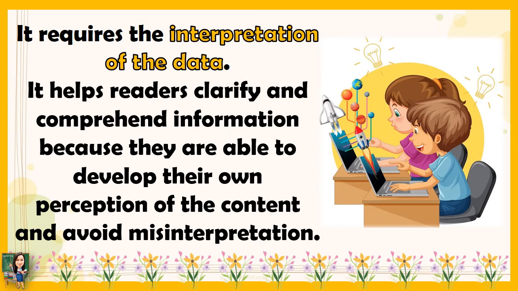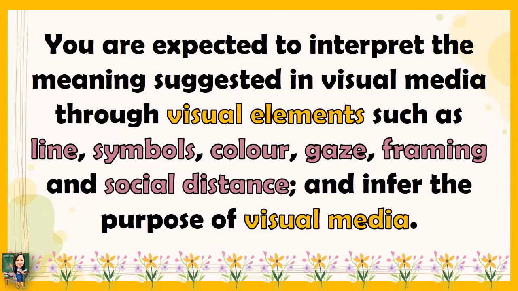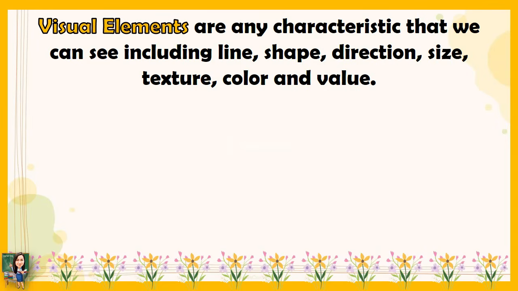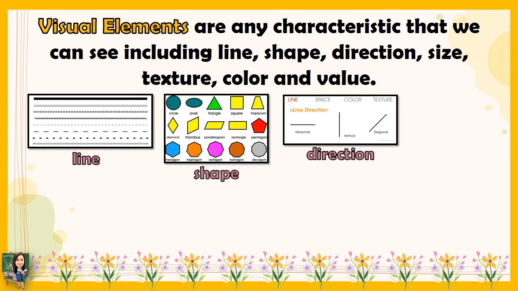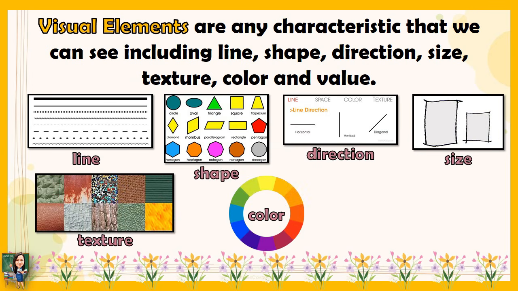It helps readers clarify and comprehend information because they are able to develop their own perception of the content and avoid misinterpretation. You are expected to interpret the meaning suggested in visual media through visual elements such as line, symbols, color, gaze, framing, and social distance, and infer the purpose of visual media. Visual elements are any characteristic that we can see, including line, shape, direction, size, texture, color, and value.